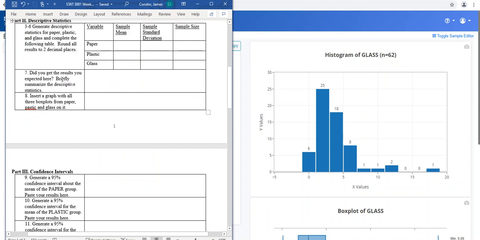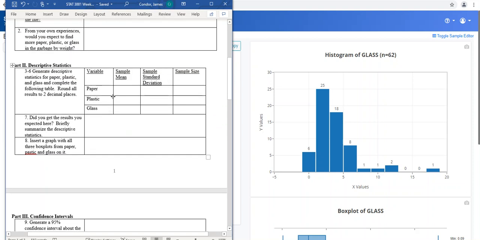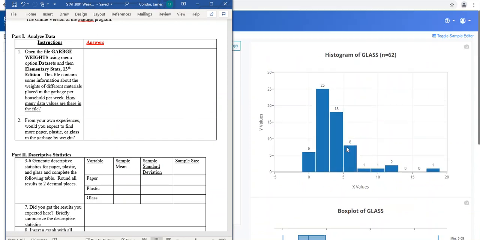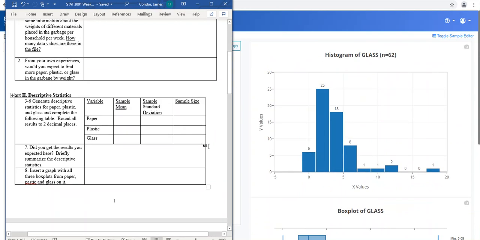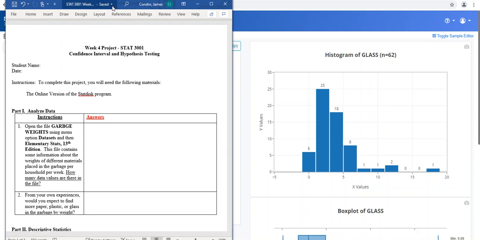It says, did you expect the results here? Briefly summarize the things that you see up there. Insert a graph with all three box plots from paper, plastic, and glass. So not one by itself. It's saying that you need to get all three box plots, paper, plastic, and glass.